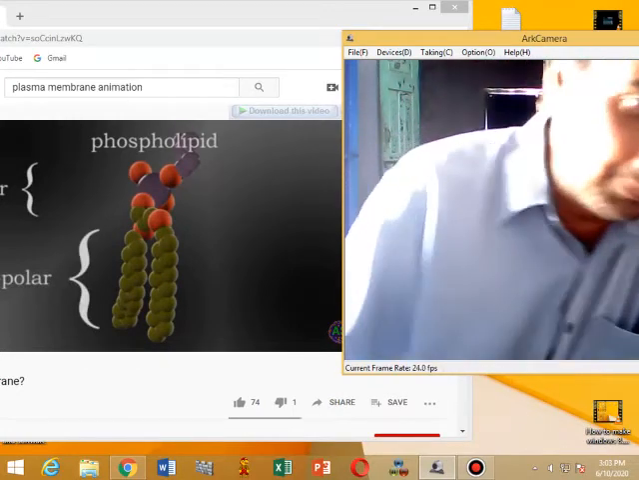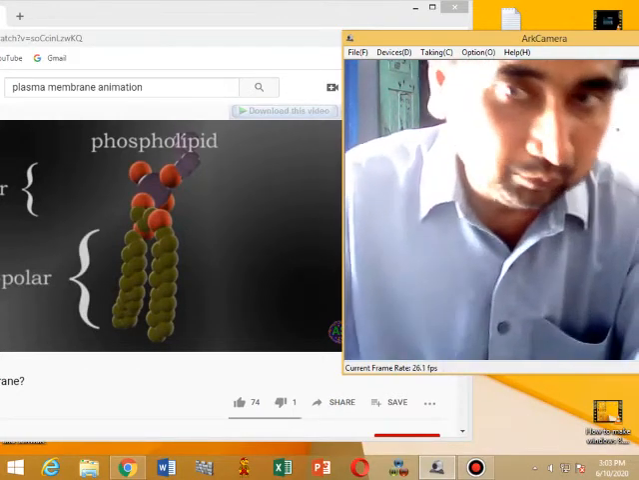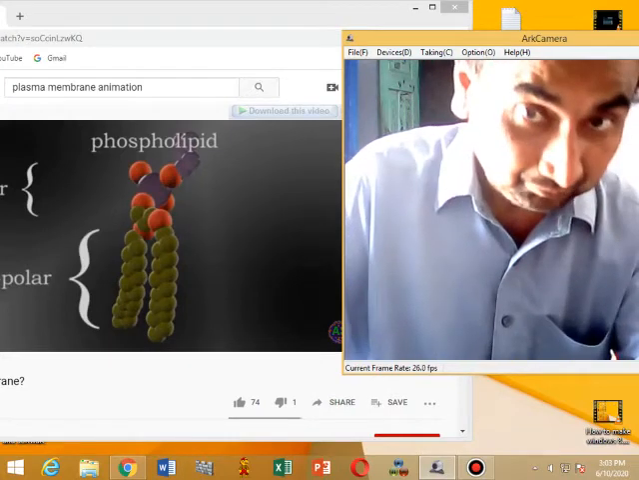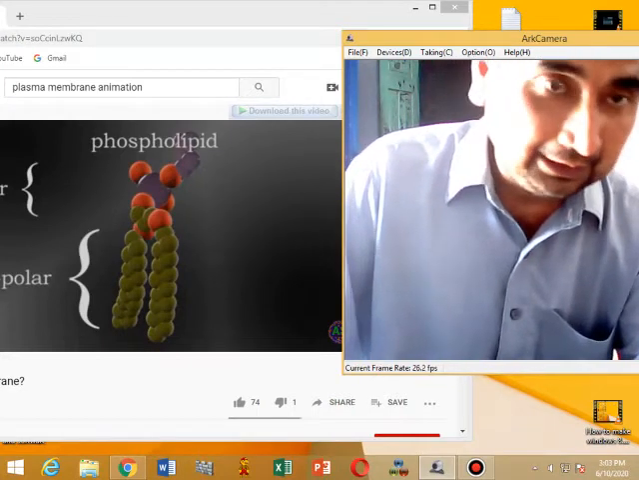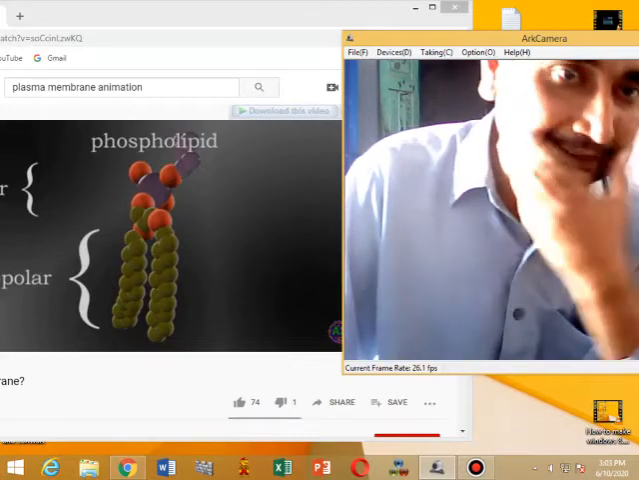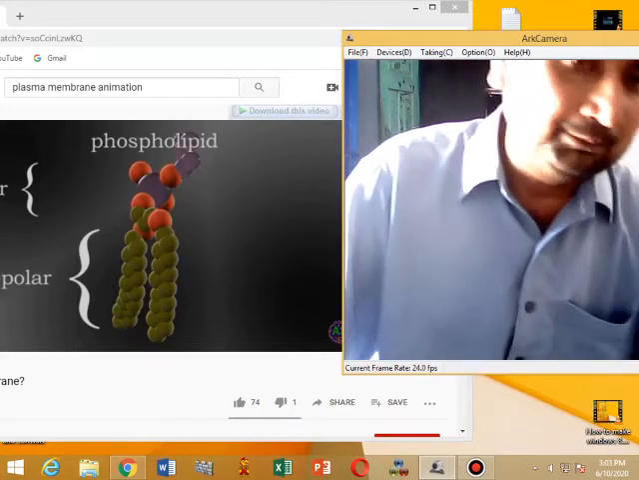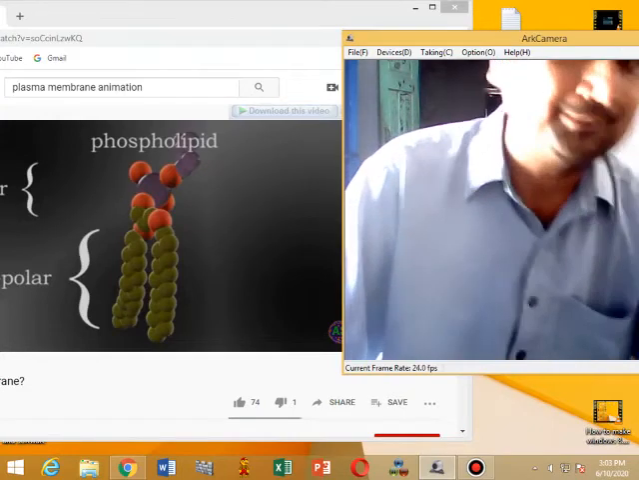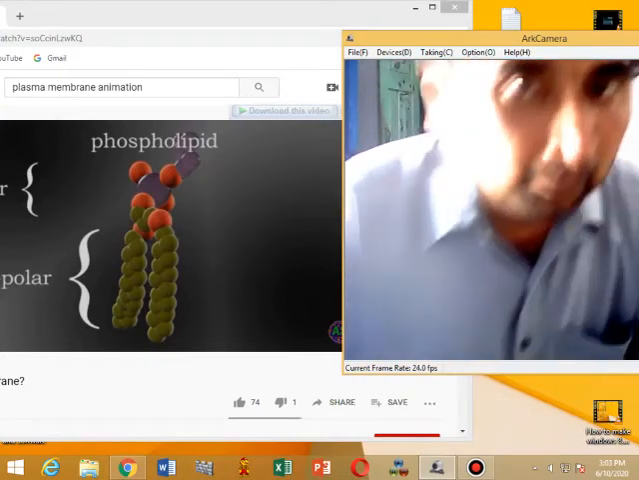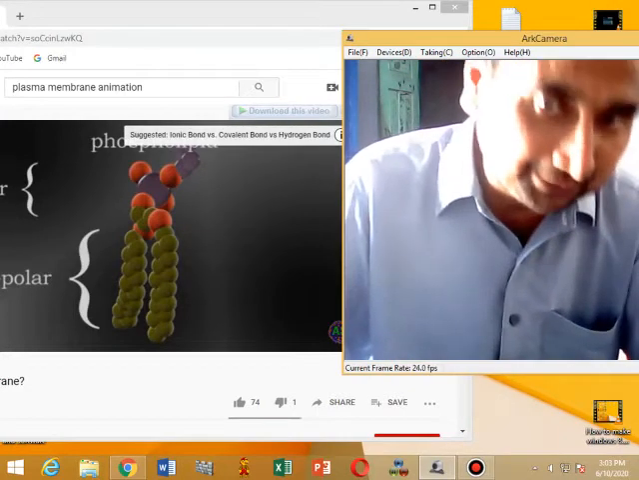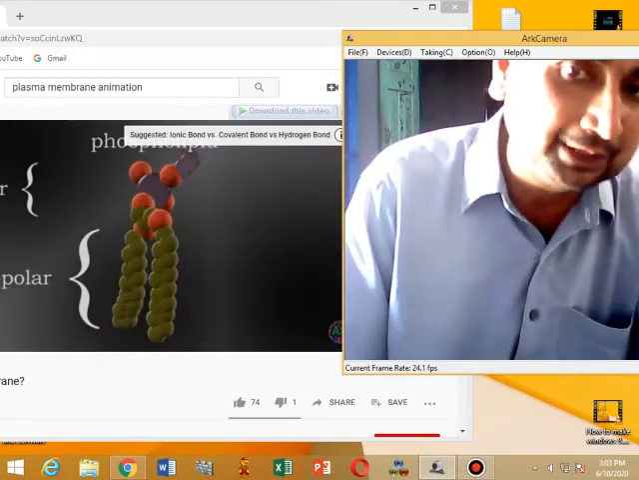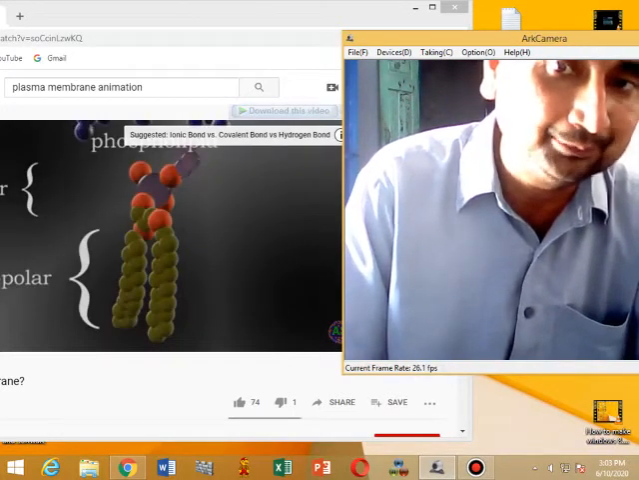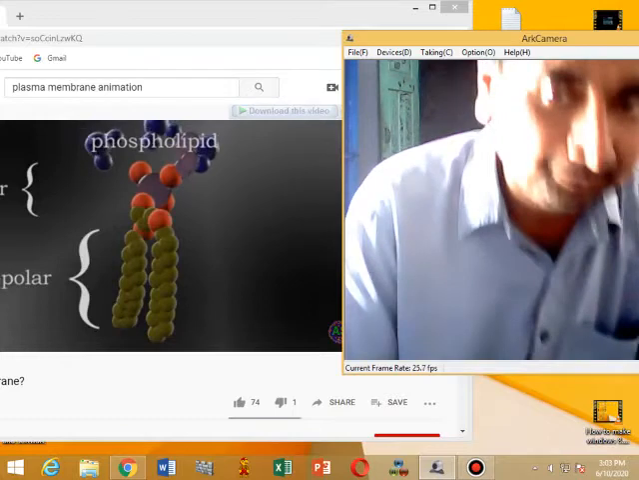Chemically, the plasma membrane is composed of, as you see in the diagram and the animation, lipids and proteins. Proteins make up 60 to 80% and lipids are 20 to 40% by composition.